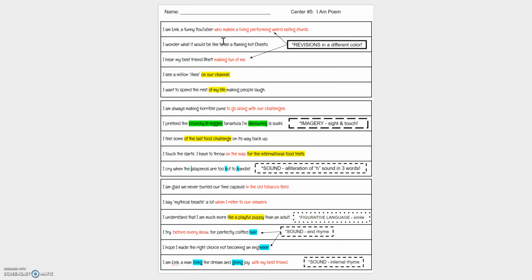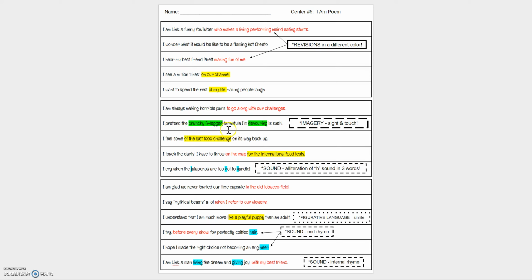So I did my I am poem about Link from Good Mythical Morning. I am Link, a funny YouTuber who makes a living performing weird eating stunts. I wonder what it would be like to be a flaming hot Cheeto. I hear my best friend Rhett making fun of me. I see 1 million likes on our channel. I want to spend the rest of my life making people laugh. I am always making horrible puns to go along with our challenges.